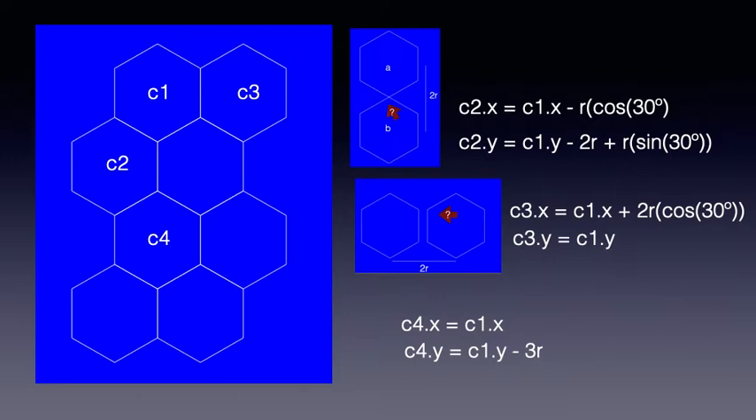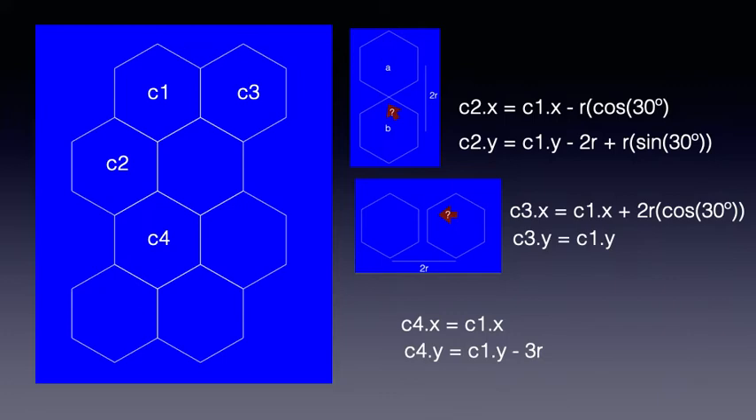Now, in terms of shifting, let's say shifting C2 up, you see the diagram to the left of the top equations, if you placed a hexagon directly under another hexagon, that would be the y value minus 2 radii.